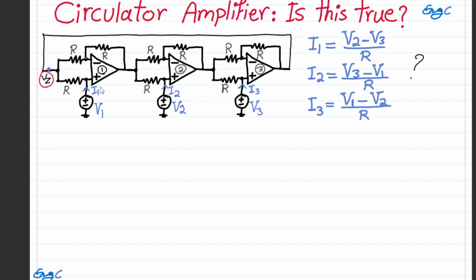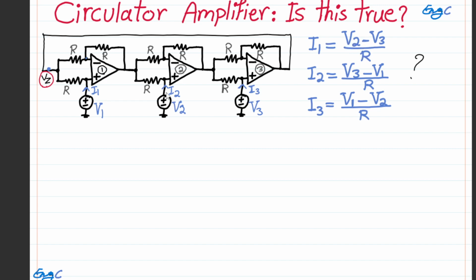The circuit shown here is known as a circulator amplifier, realized with three op-amps: op-amp 1, 2, 3. It has three ports. A port that has current I1, V1, a port that has current I2, V2, and I3, V3. It's interesting: this states that the current at port 1 depends on the difference of the voltages at the other two ports. I1 is V2 minus V3 divided by R.